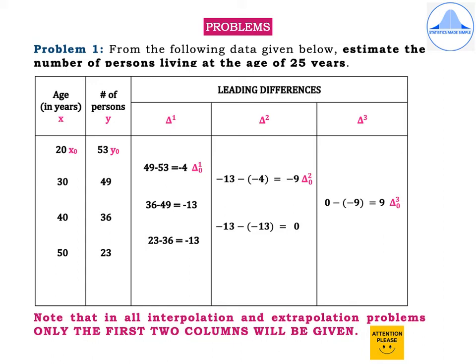Now the last column is delta cube, and how do we find out delta cube? It is nothing but the difference of the previous column. So 0 minus of minus 9 is equal to 9. Call it delta naught cubed, and this difference is written in between 0 and minus 9. We stop the table because we have only one value left in the last column.